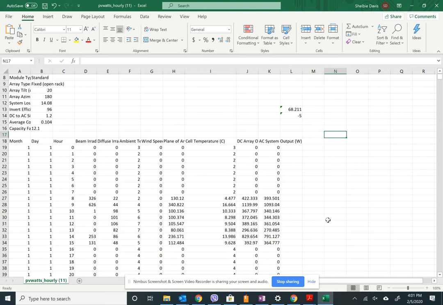I don't know. Because that's kind of melting. 68.2 Celsius. What is that in Fahrenheit? Like I said, I can't do these in my head. 150 degrees Fahrenheit. Wow. Well, remember, that's cell temperature, though. That's not ambient. Okay. So that could have something to do with it. All right. Cool.